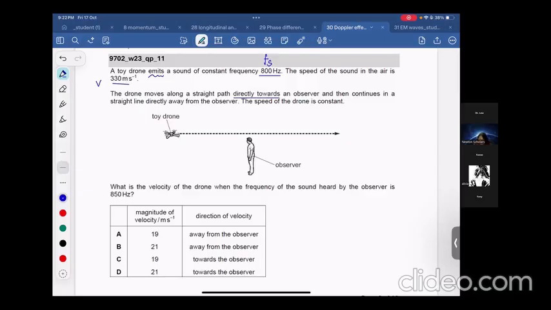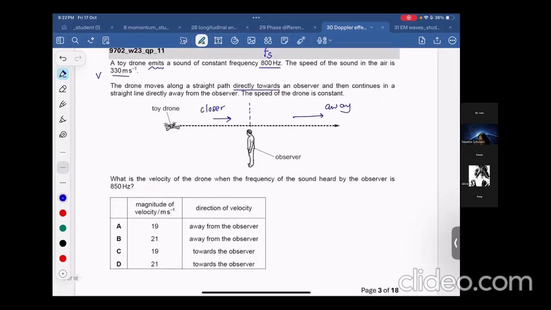Then next, continue in a straight line, directly away. Okay, we got divided into two parts. Now it's nearer. Then after that is away. So here is closer, then after that is away, right? Directly away, yes. The speed of the drone is constant. What is the velocity of the drone? The drone is your source, so Vs is the velocity of your source. So we write Vs.